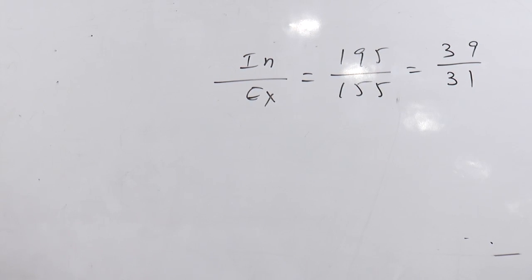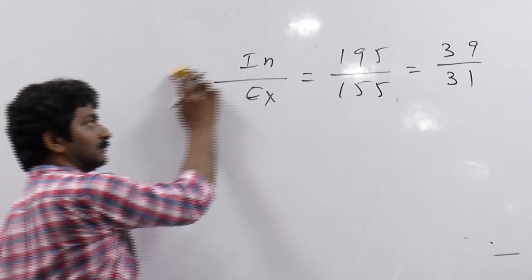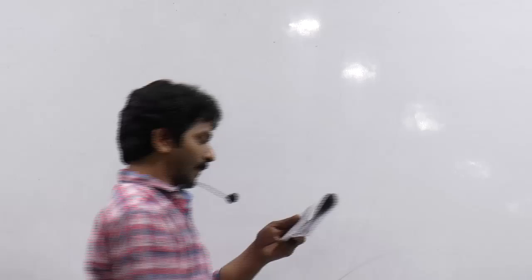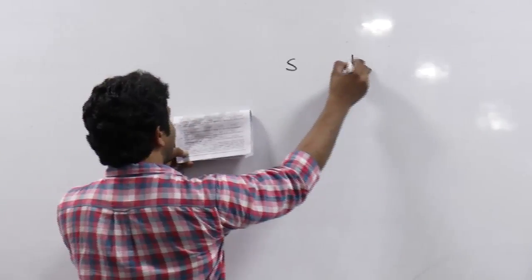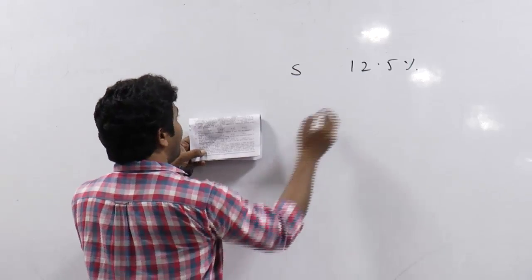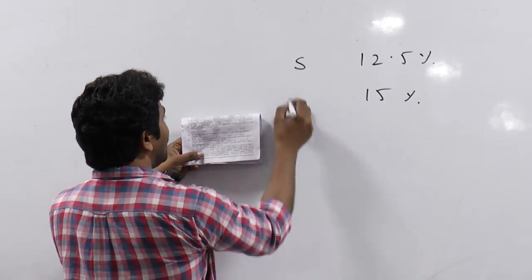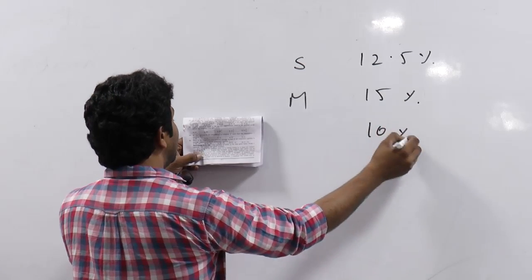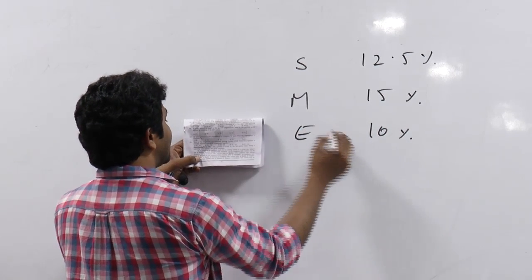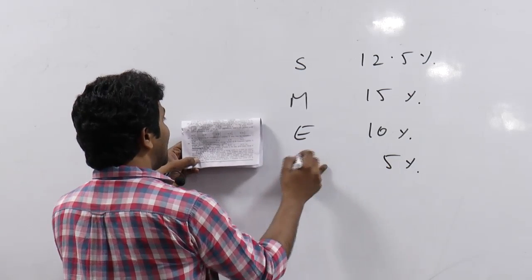Next 51 to 55. In a group of 80 students, each one is taking tuition in at least one subject out of math, science, English and Sanskrit. 12.5% of students take tuition only in science. Only science, 12.5%. 15% tuition only in maths. 10% only in English. 5% only in Sanskrit.